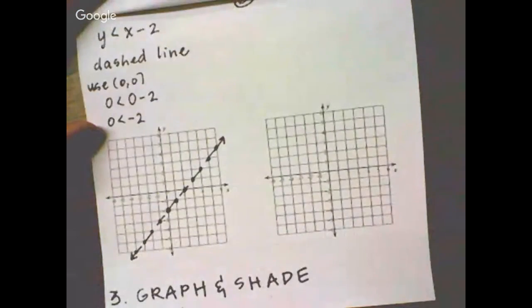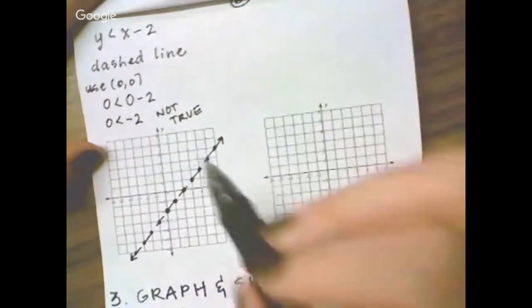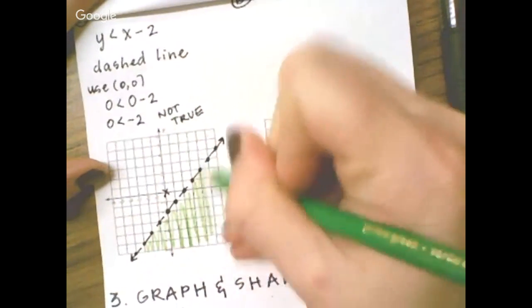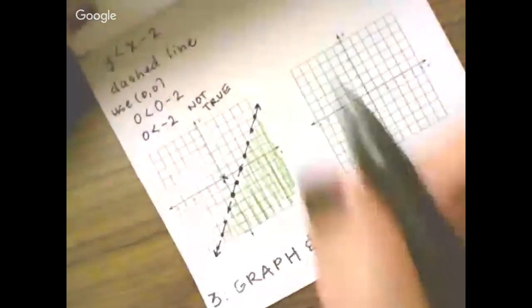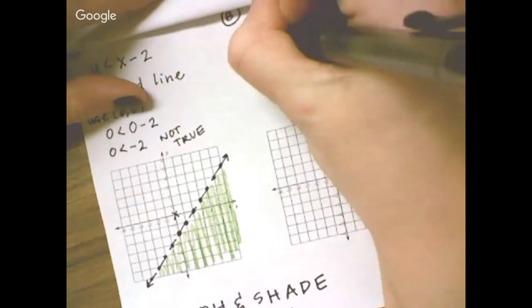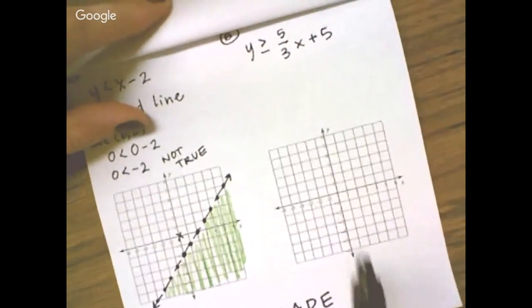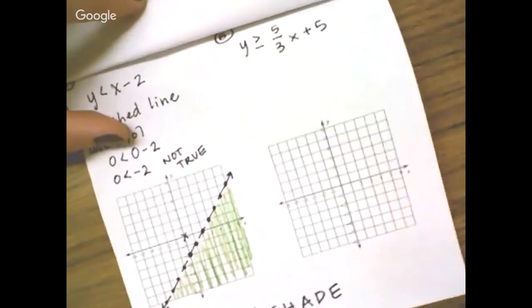Is that true? So that's not true. So I'm not going to shade 0, 0. I'm going to take my pencil and shade everywhere else. Okay, what I want you to do now is look at that second example. Y is greater than or equal to 5/3 x plus 5. And try that one on your own. Okay, try it on your own and we'll talk about it tomorrow.